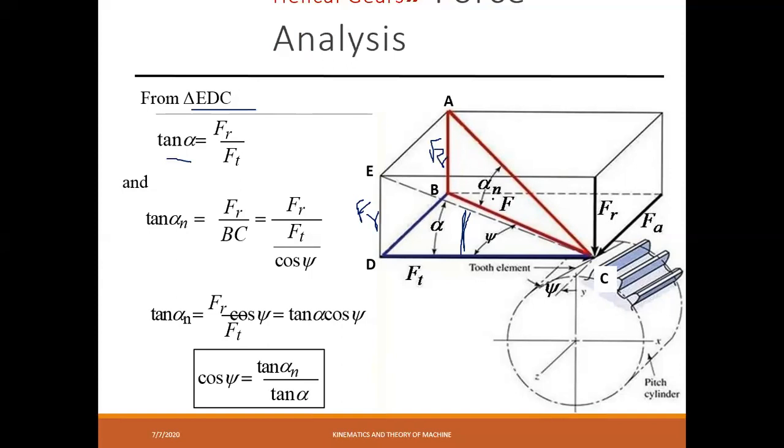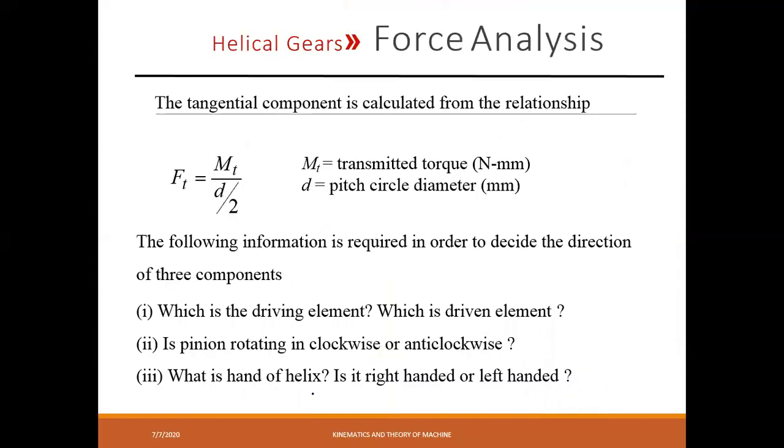So tan alpha n is equal to FR upon BC. BC is equal to FT upon cos psi, right? So tan alpha n is equal to FR cos psi divided by FT. Now we can put the value of FR upon FT as tan alpha. So tan alpha n is equal to tan alpha into cos psi. So cos psi is equal to tan alpha n divided by tan alpha, right?